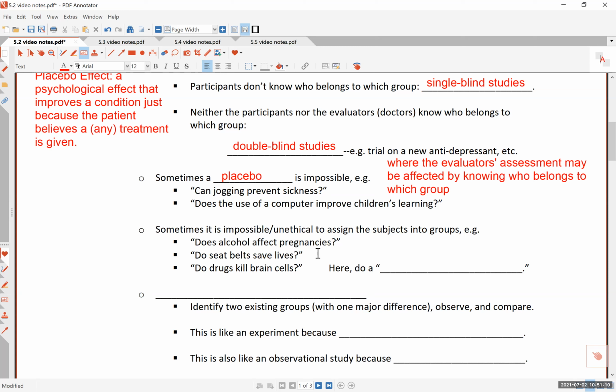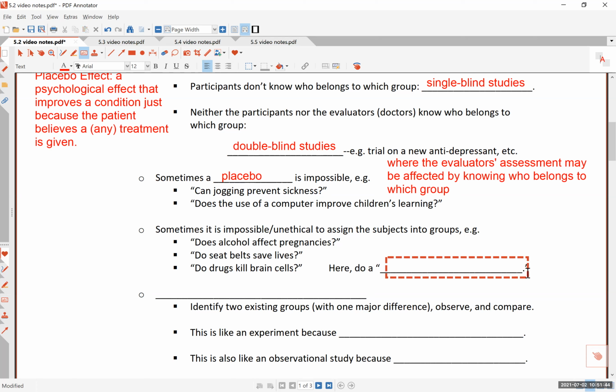How about this? Do seatbelts save lives? So you're going to make sure that half of your subjects wear seatbelts and the other half do not wear seatbelts while they drive. And after a year, you find out how many people die in each group. No, you cannot do that because of ethical reasons. Do drugs kill brain cells? All right, so you give half of people placebo and half of people real drugs and see how many brain cells are dead in each group. Right, so in all these cases, you cannot ethically assign people into groups.